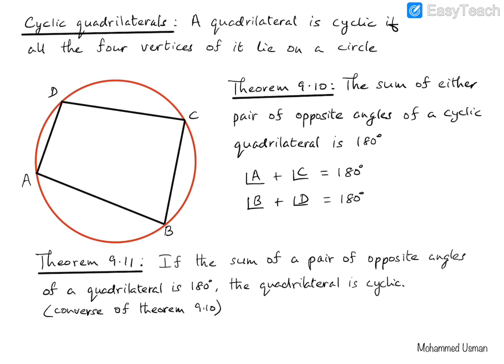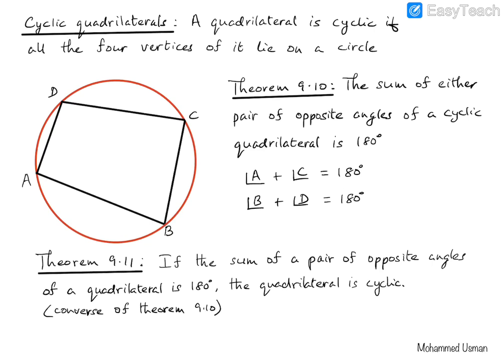Cyclic quadrilaterals have a special property which is stated in theorem 9.10, which states that the sum of the opposite pair of angles in a cyclic quadrilateral is 180 degrees. So angle A plus angle C, which are opposite angles, their sum is 180 degrees. Similarly, angle B plus angle D is also going to be 180 degrees because they are an opposite pair of angles. So that is a property of cyclic quadrilaterals: the opposite pair of angles add up to 180 degrees.